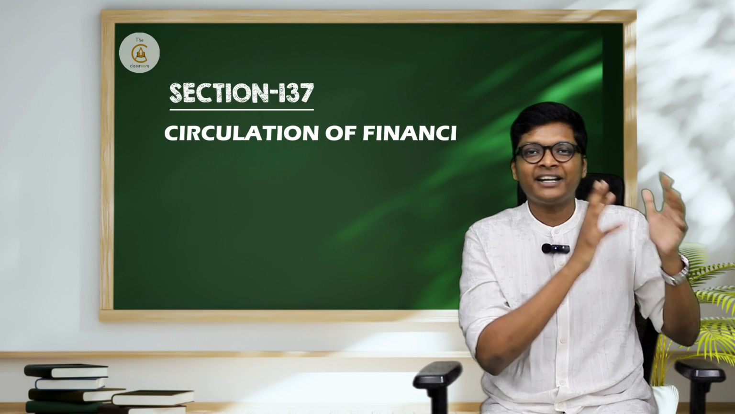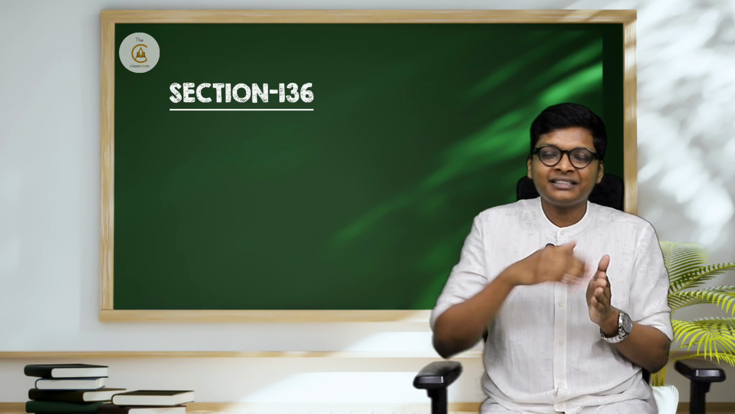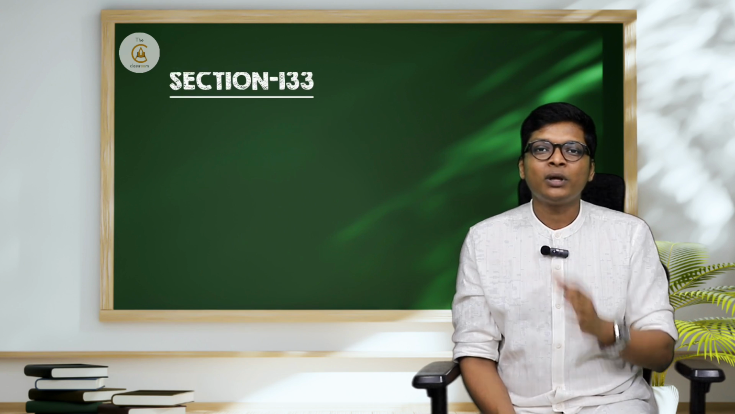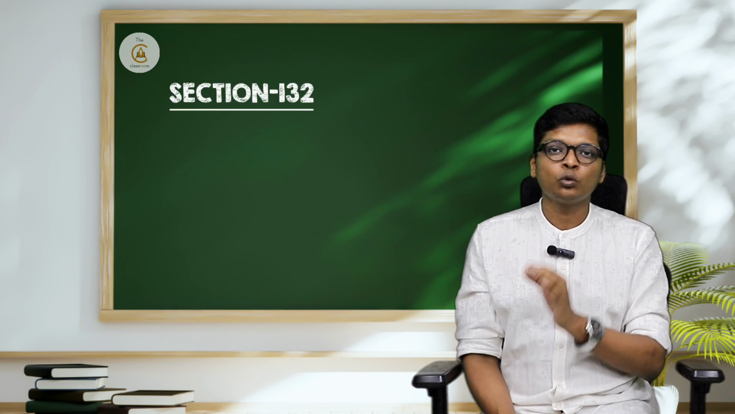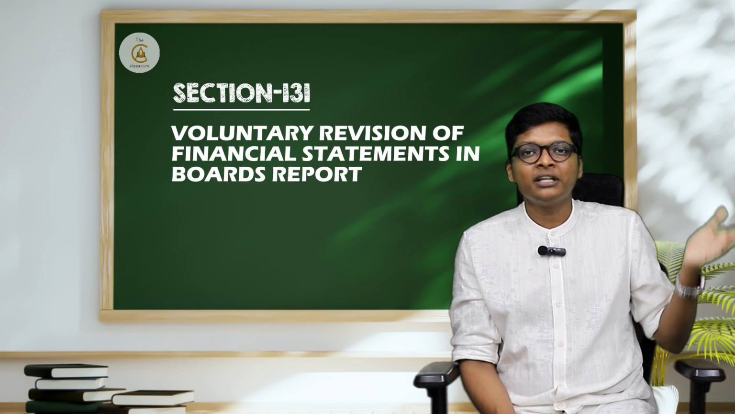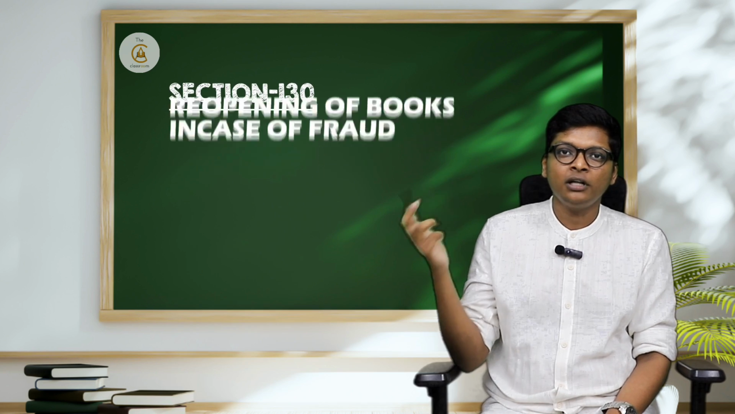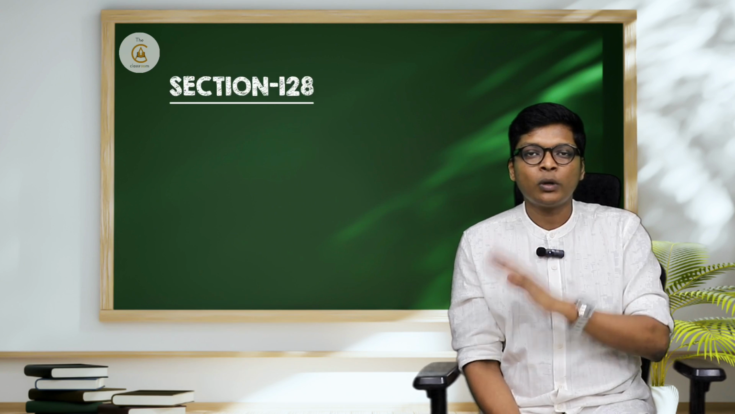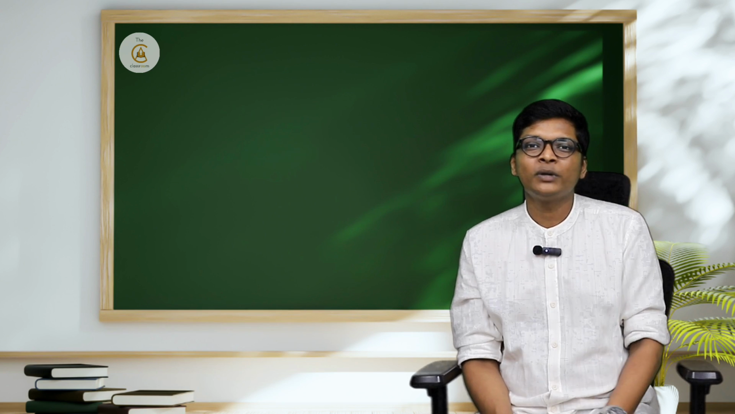137 filing of financial statements to ROC. 136 circulation to members. 135 CSR. 134 board's report. 133 accounting standards. 132 is NFRA. 131 is voluntary reopening. 130 is fraud. 129 is preparation of FS. 129A is periodical FS. 128 books of accounts.